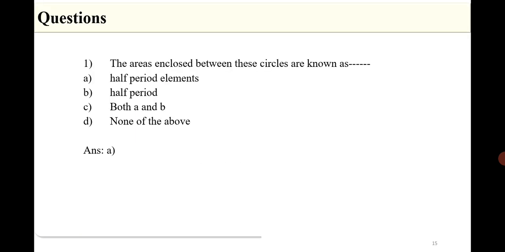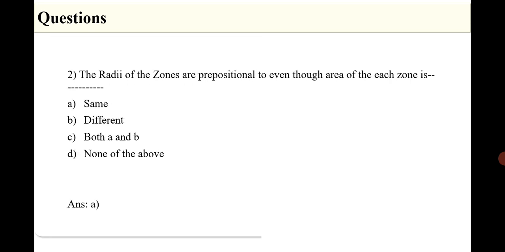Questions. Question 1. The areas enclosed between these circles are known as option A half period elements, option B half period, option C both A and B, option D none of the above. Answer is option A half period elements. Question 2. The radii of zones are proportional to root n, though the area of each zone is option A same, option B different, option C both A and B, option D none of the above. Answer is A same.